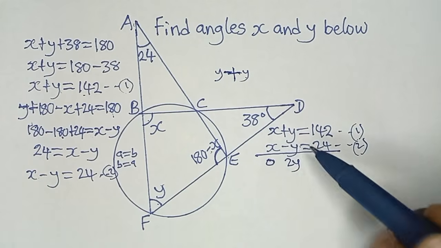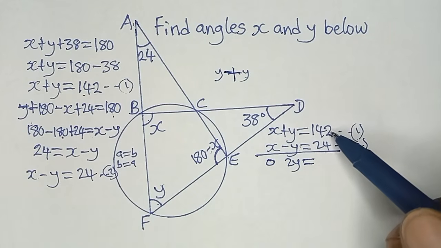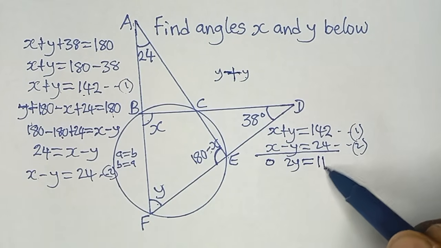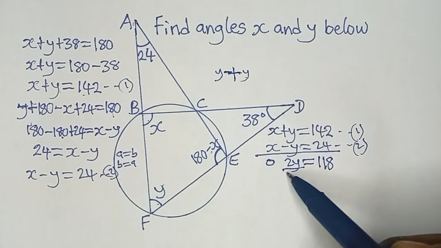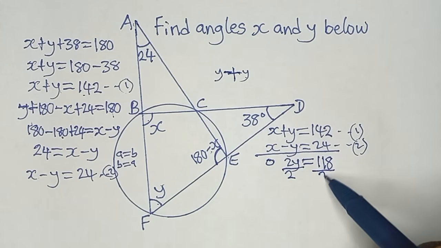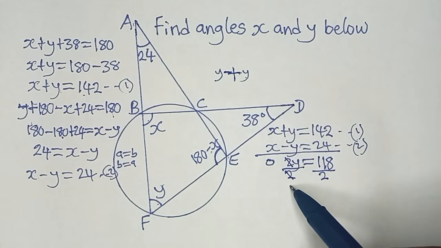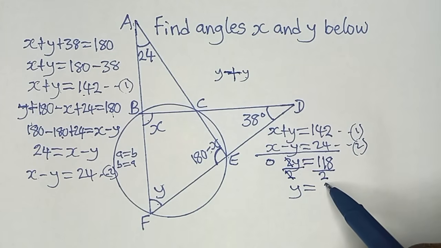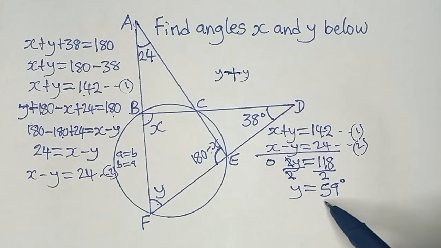Don't forget this is 0, x minus x is 0. And then it's equal to 142 minus 24, that will give us 118. Then to get the value of y, I can divide both sides by 2, so that 2 will cancel 2. I now have the value of angle y as 118 divided by 2, which gives me 59. So the value of angle y is 59 degrees.